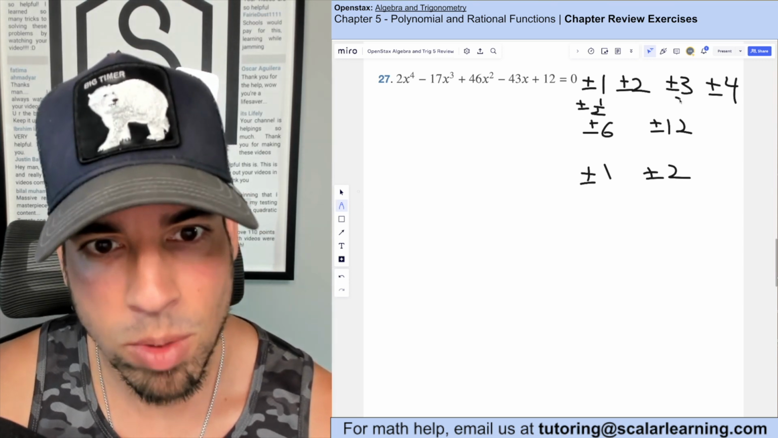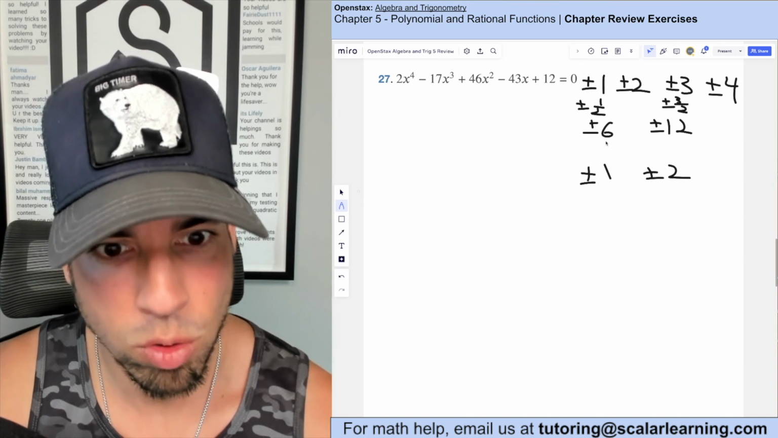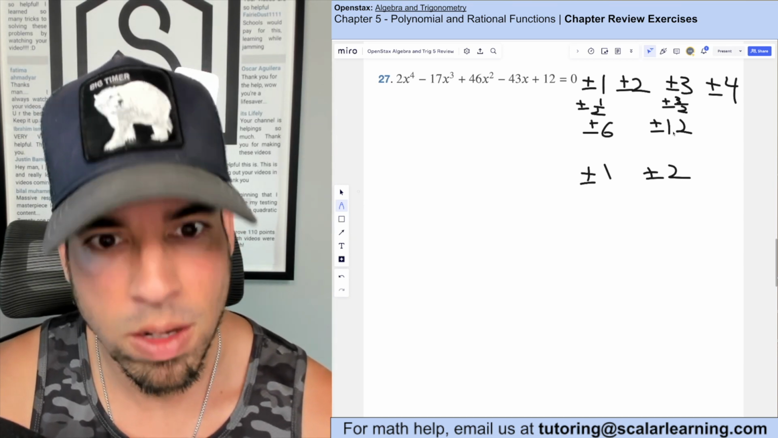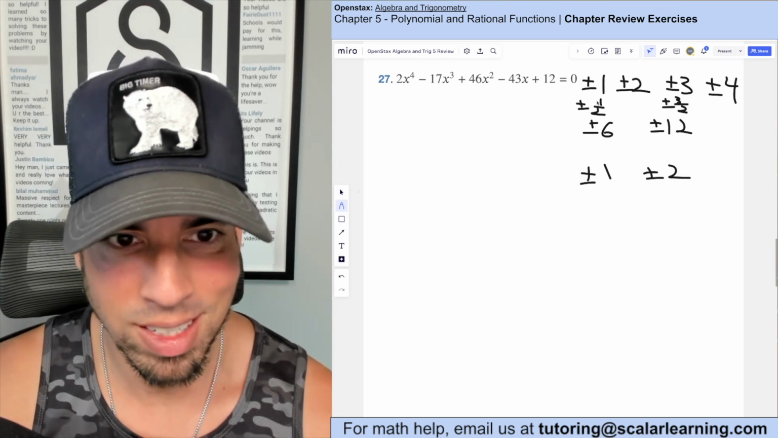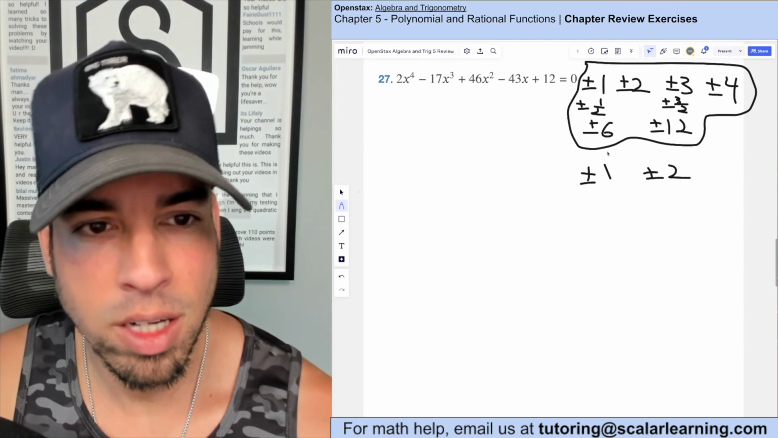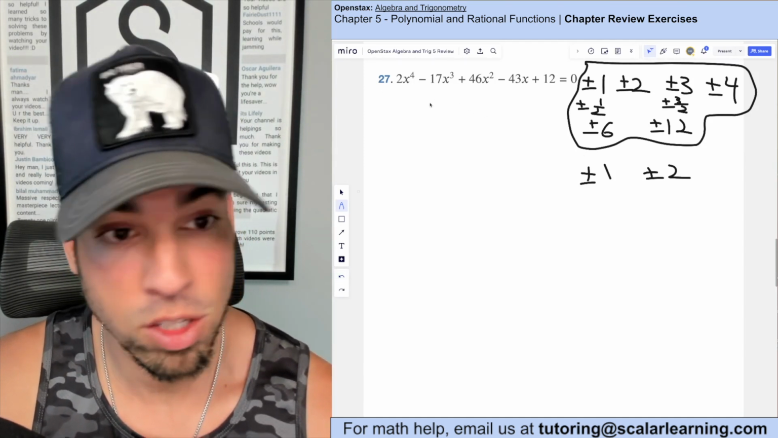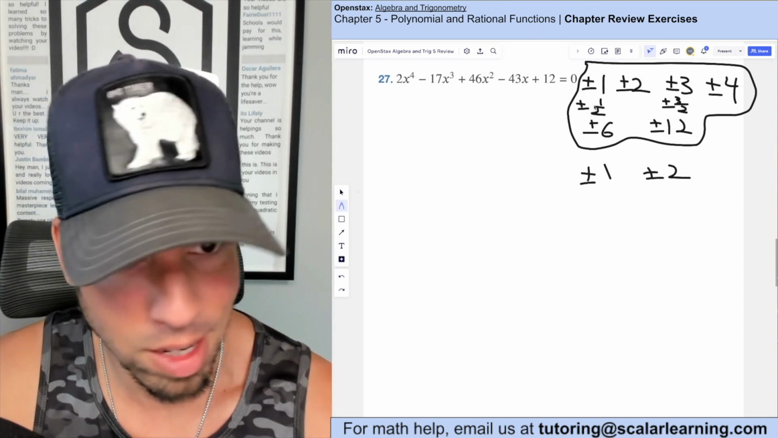Then we got 3 over 2. We also have 4 over 2, but that's covered by the 2. We have 6 over 2, that's covered by the 3, and 12 over 2, that's covered by the 6. So these are the options in here. So what you're going to do is run through these options in synthetic division with this polynomial to find the zeros, aka the solutions, because it's set equal to 0.